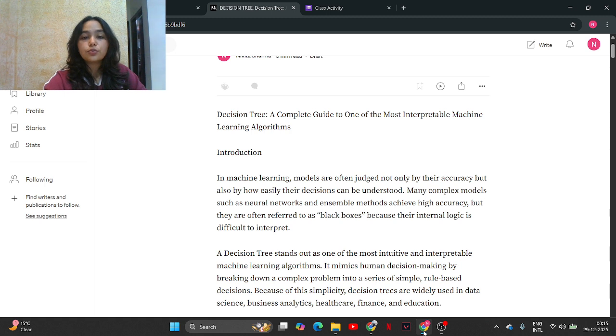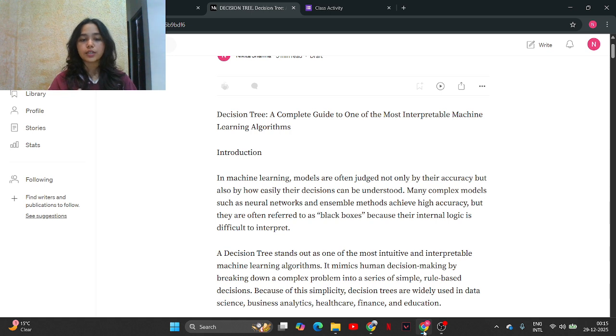Some commonly used decision tree algorithms are ID3, which uses information gain and works with categorical data. C4.5, an improved version of ID3, is supposed to support continuous data. Last is CART, which uses Gini impurity and supports both classification and regression. Among these, CART is the most widely used in real world applications.